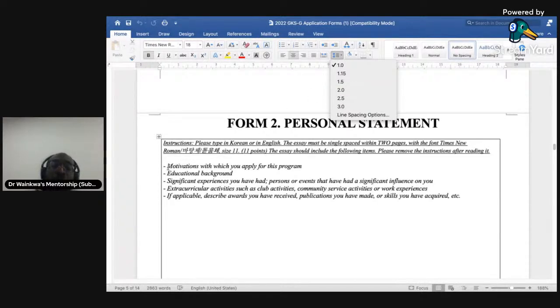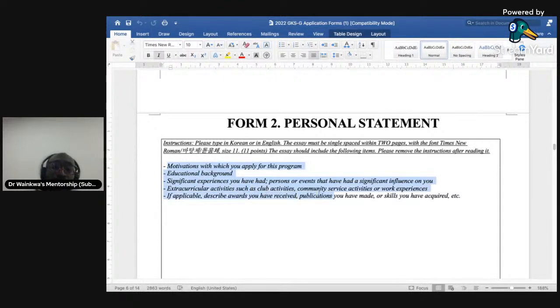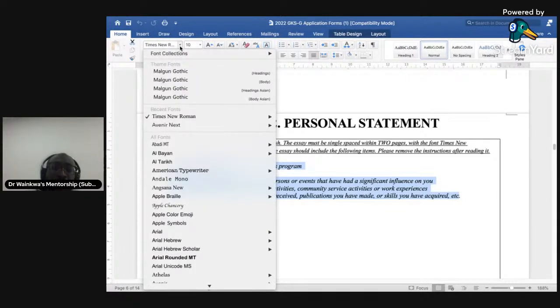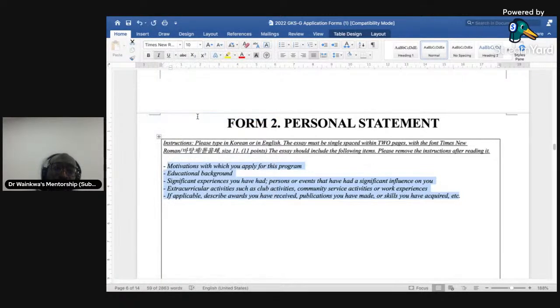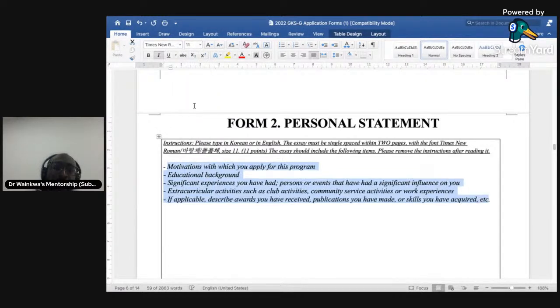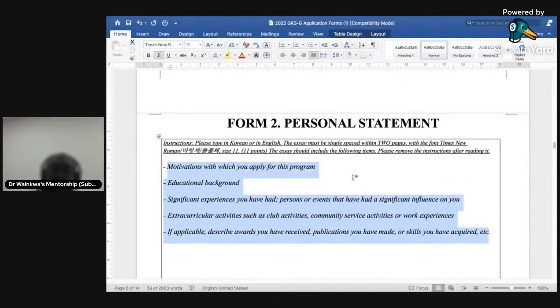So after writing, make sure you highlight everything. For example, this writing, you can see that it is Times New Roman. Then the size is 11. And your spacing has got to be 2.